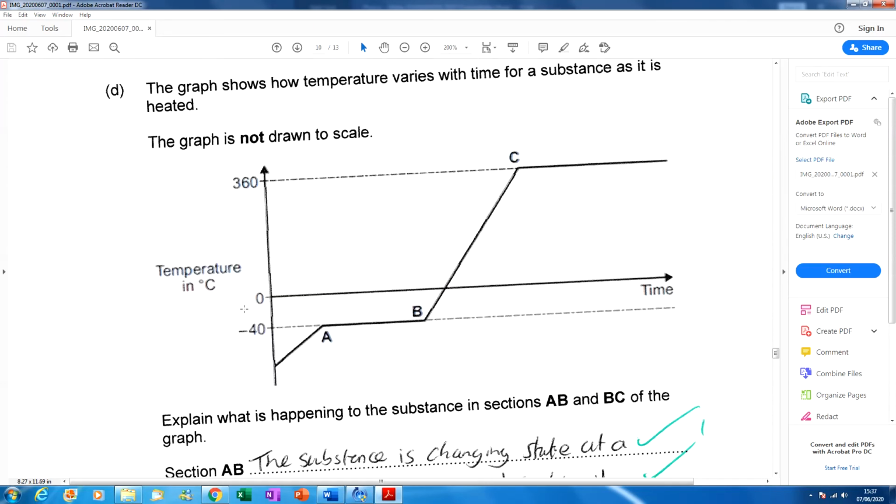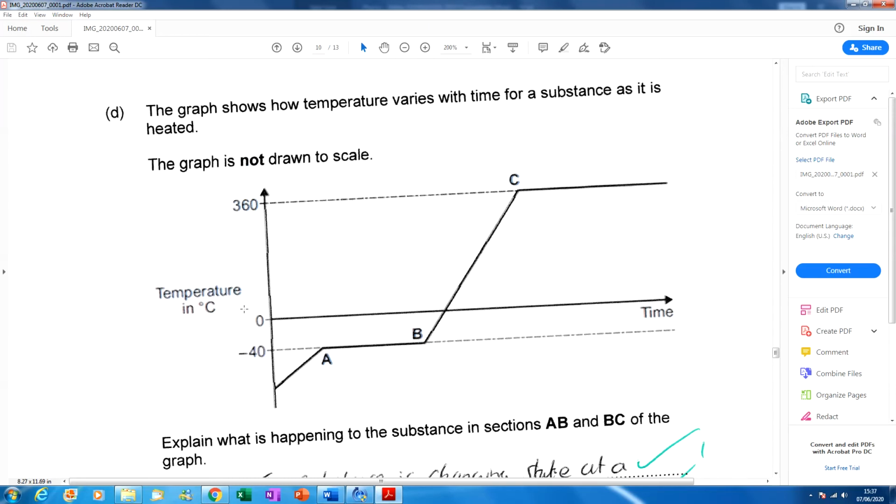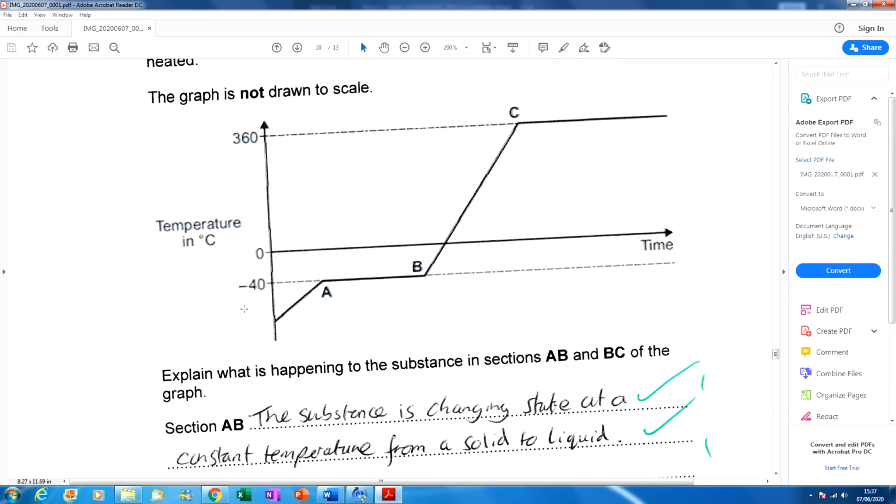So, part D. The graph shows how the temperature varies with time for a substance as it is heated. The graph is not drawn to scale. Explain what is happening in the sections AB and BC of the graph. So AB, you should have said it's at a constant temperature because the substance is changing state, and it's the first time the line's gone flat. So that tells you that, here's the second time. The first change of state when you're heating something up will always be a solid to a liquid if there's 2 flat parts of the graph, and you're talking about the first one.